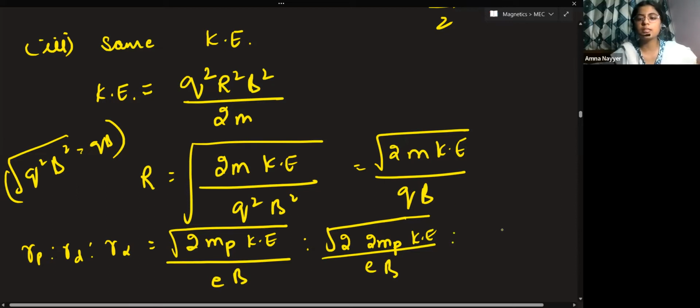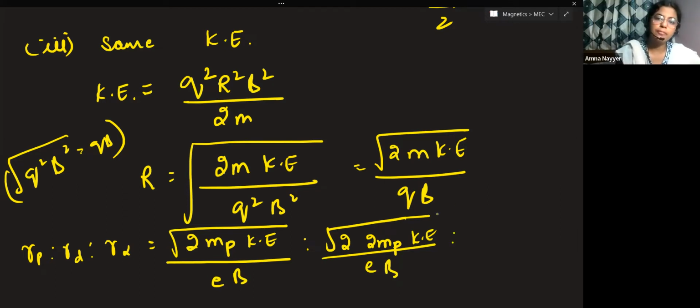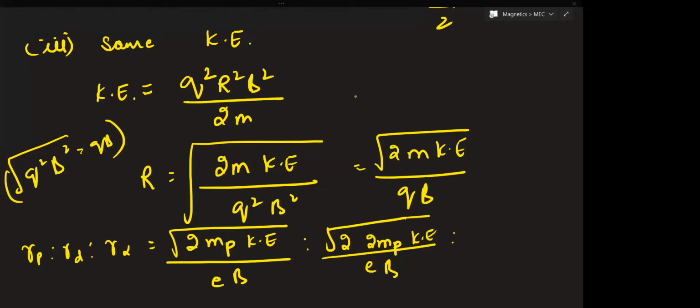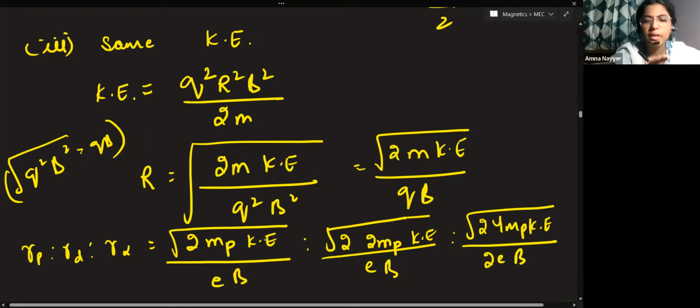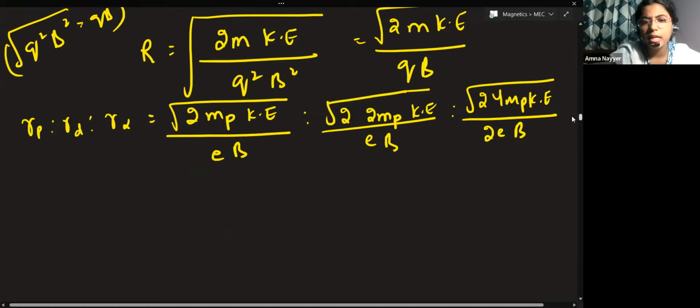Sarah, can you answer the last one for alpha particle? Sarah? 2 into 4 MP into kinetic energy by 2E into D. Perfect. Right. So see, from here you can observe that root 2 into kinetic energy divided by EB, all these things are common. So what will be left from here if root 2 and all these things get cancelled? From here, root 1, basically 1 will be left. From here, root 2 will be left.